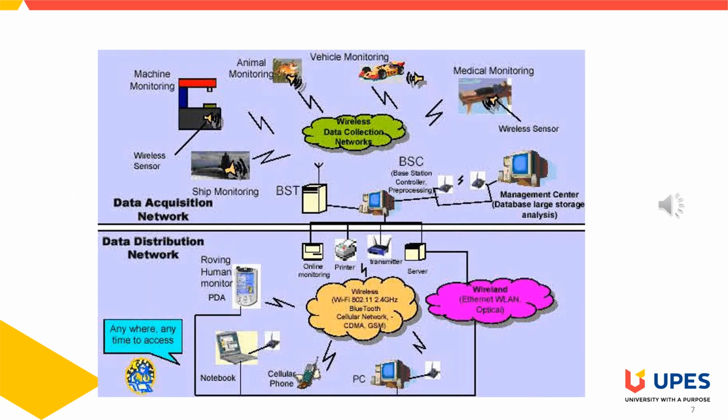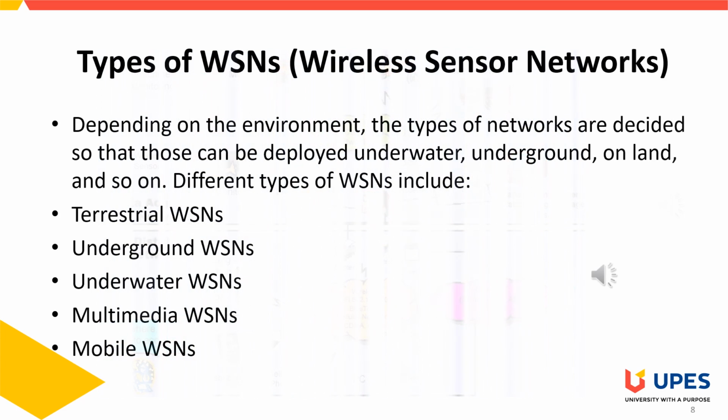WSN is a wireless network that consists of base stations and numbers of nodes, wireless sensors. These networks are used to monitor physical or environmental conditions like sound, pressure, temperature and cooperatively pass data through the network to a main location as shown in the figure. Depending on the environment, the types of networks are decided so that those can be deployed underwater, underground, on land, and so on.